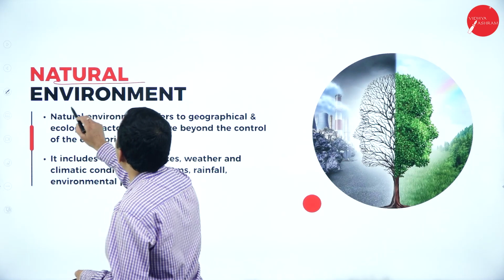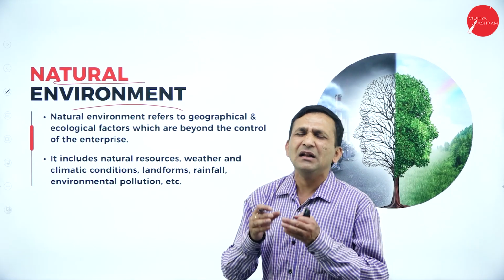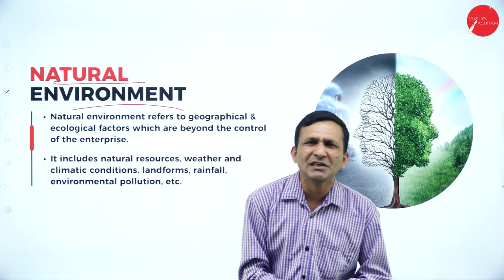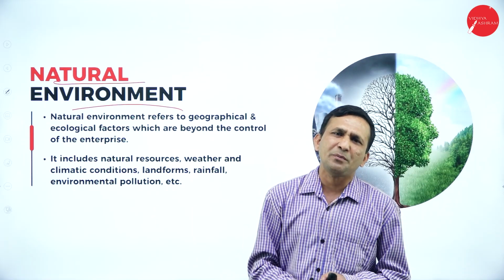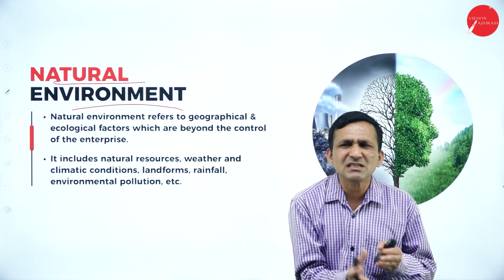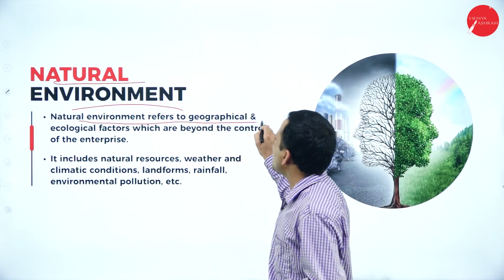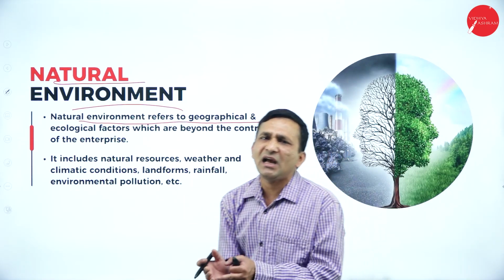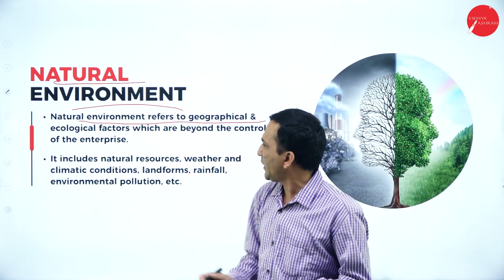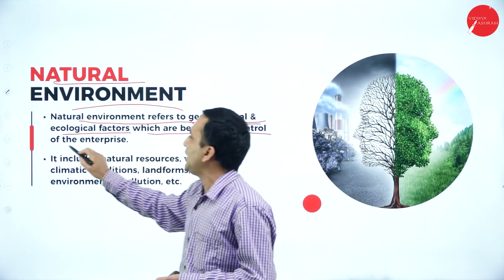And the natural environment. Any business expects its raw material from nature only, and even the climate and weather conditions, everything the businessman wants to predict in advance. So that is the natural environment. As a businessman, they don't have any control over the natural environment. So the natural environment refers to geographical differences, area to area, climate changes, weather conditions. So the difference is what you are finding. Geographical and ecological factors are beyond the control of the enterprise.